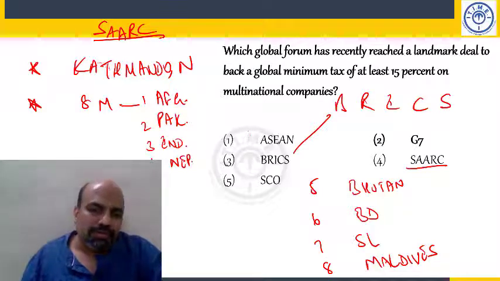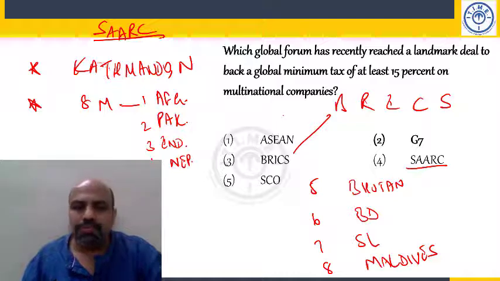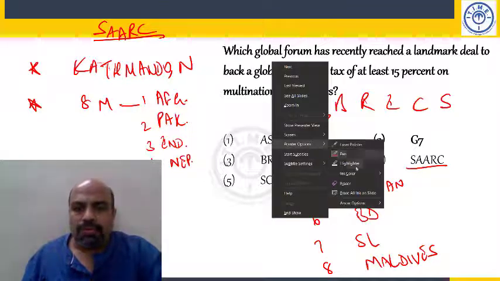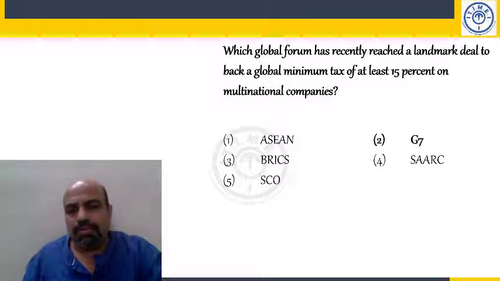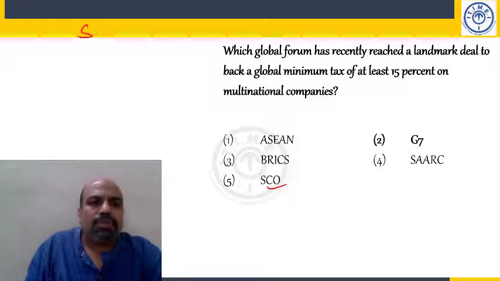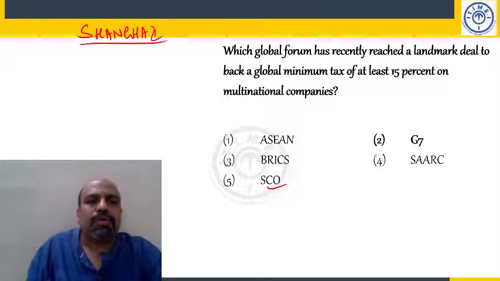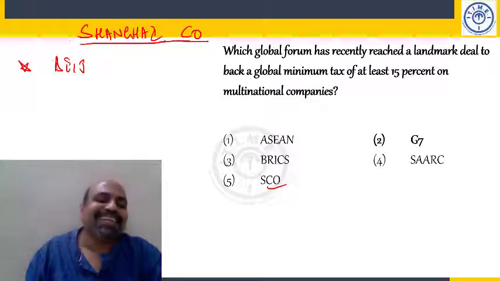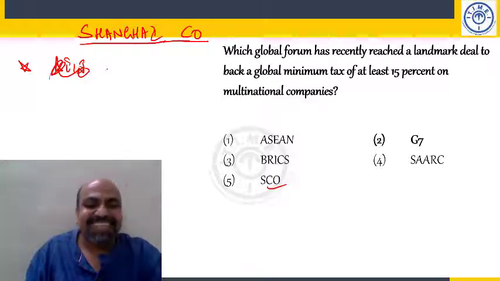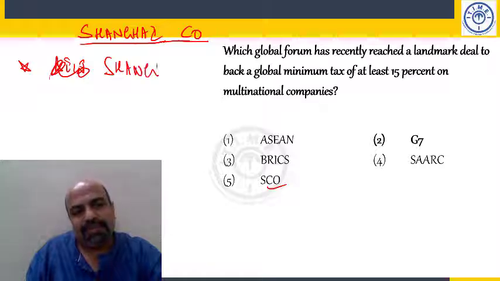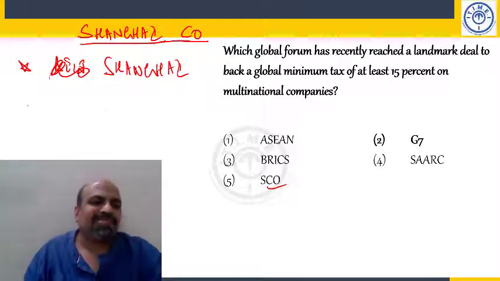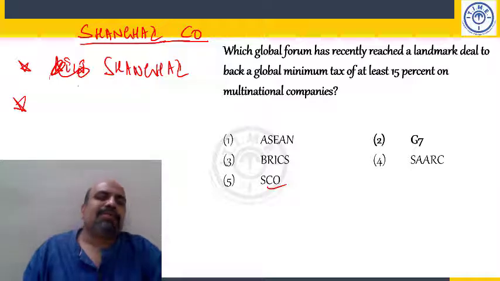Now that we're done with 4, let's add the 5th one also. SCO. Shanghai Cooperation Organization. Head office, Beijing. Sorry. It should be Shanghai, no? Isn't it? Yeah. Shanghai. Shanghai is, you know, the biggest city in China. 8 members.